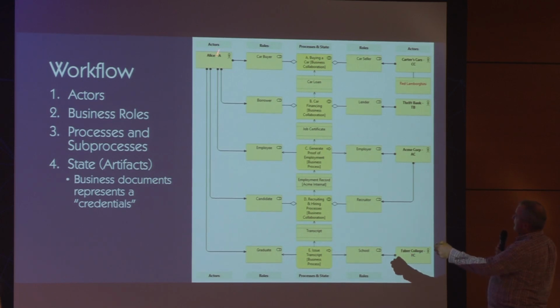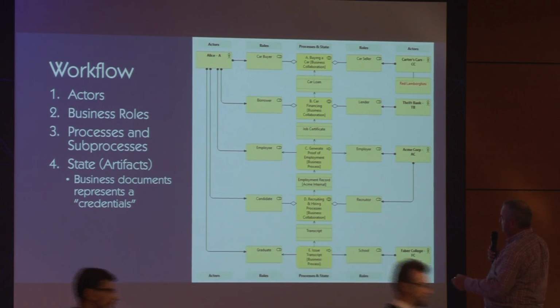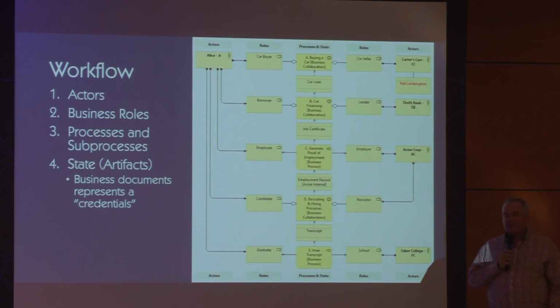And so Alice is the actor on one side of each one of these processes. There's Carter's Cars. Well, I'm not sure the Lamborghini's an actor yet, but the Thrift Bank, Acme Corp, and Faber College. So here, Acme has two roles, that of the employer that's going to generate the job certificate, but she has to get past the recruiting function initially using her transcript, passing the job interview so that she can get the employment record. So this is just kind of classical business analysis, classical data processing.